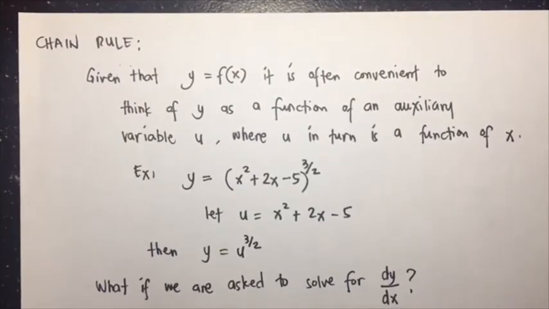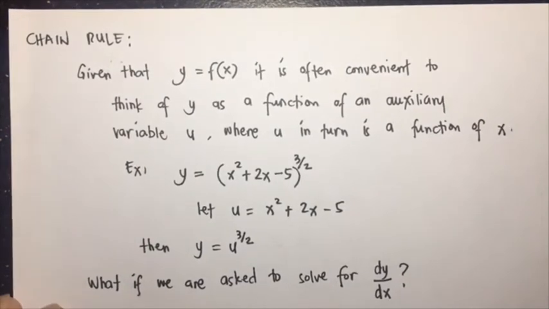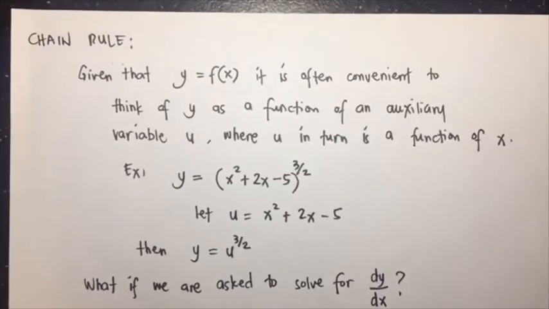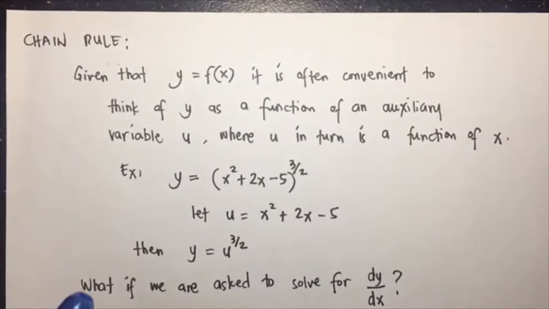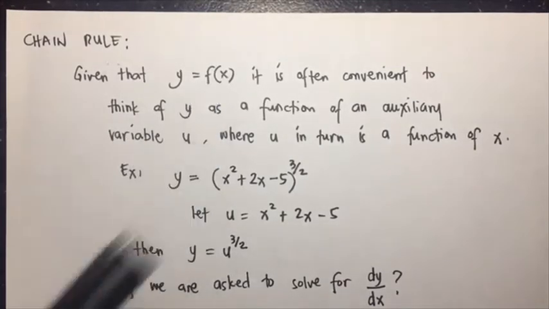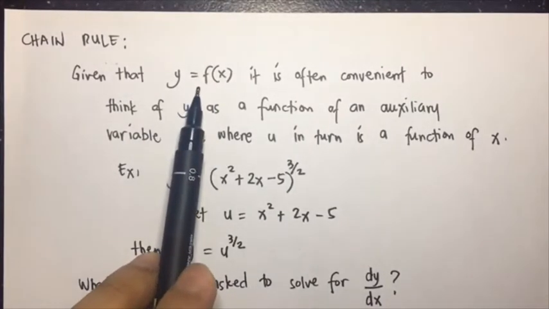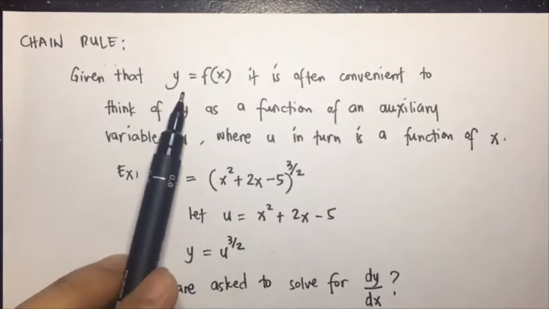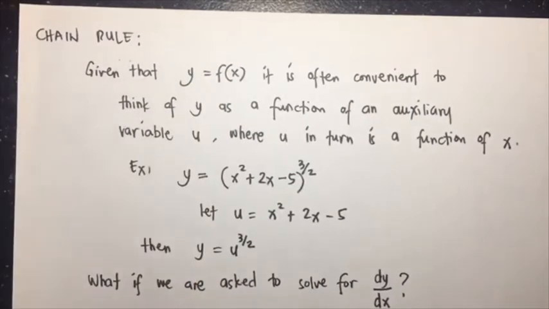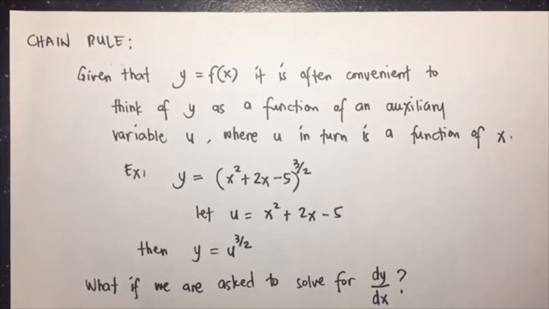So for this video, we will be discussing the chain rule. But before we introduce the rules for the chain rule, let's have a situation first. Say, for example, we are given that y is a function of x. Sometimes when we are given y as a function of x, it is often convenient to think of y as a function of an auxiliary variable u, where u in turn is a function of x.